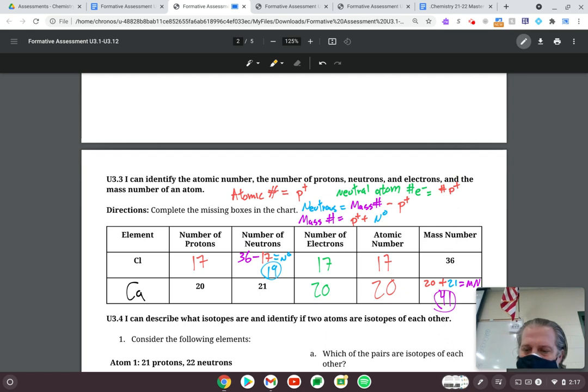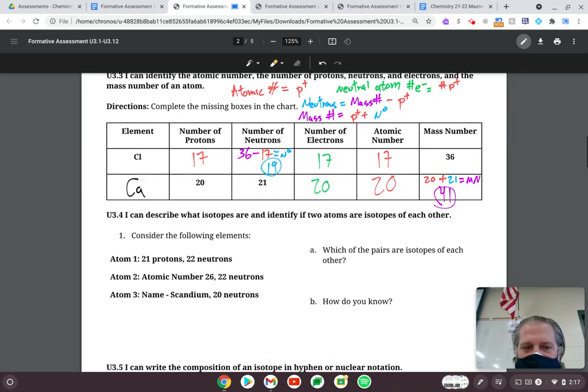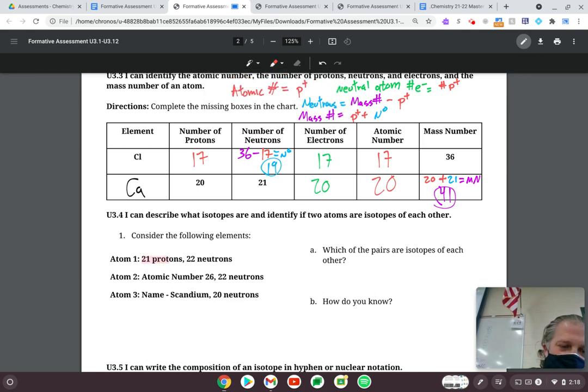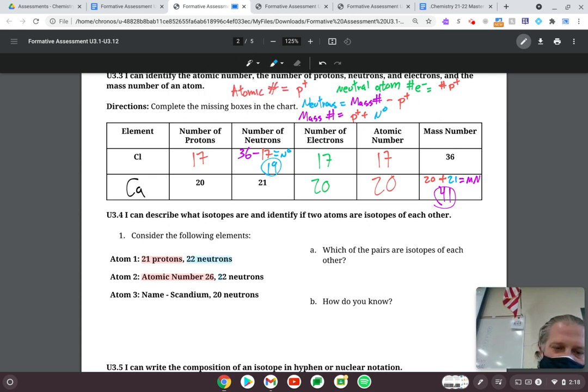All right. Next situation, especially based on what we have up on top here, says consider the following elements and identify which ones are isotopes of one another. What I do know from what I've just written up above is that I've got 21 protons. My atomic number tells me the number of protons. I've got a bunch of neutrons. I got 22 neutrons, 22 neutrons, and 20 neutrons.